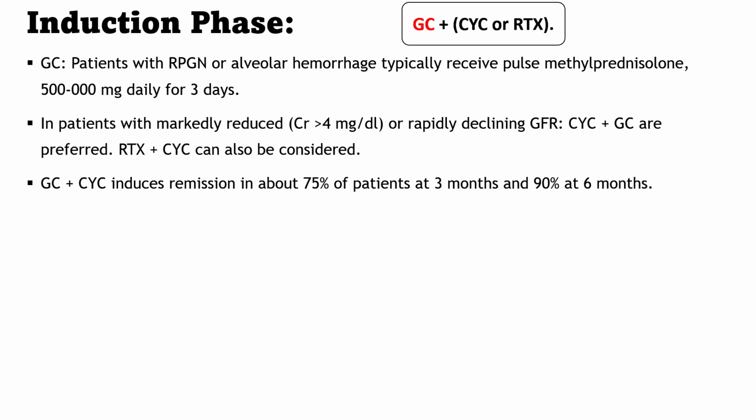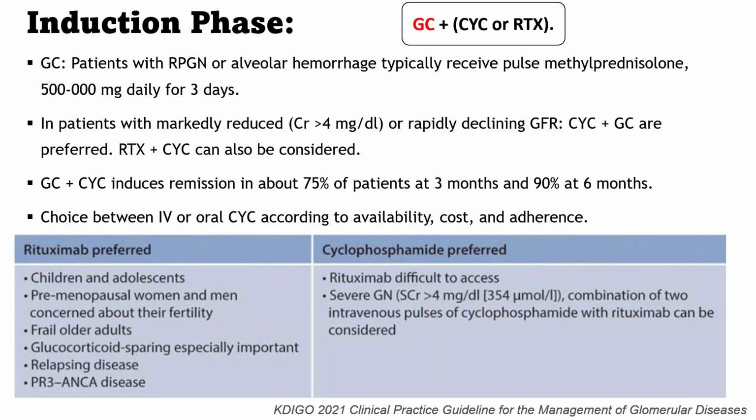Glucocorticoid plus cyclophosphamide induces remission in about 75% of patients at 3 months and 90% of patients at 6 months. The choice between IV or oral cyclophosphamide is according to availability, cost, and adherence. In some patients, you could prefer rituximab. That means you can prefer it in children and adolescents because if you give them cyclophosphamide, they would have a large cumulative dose.